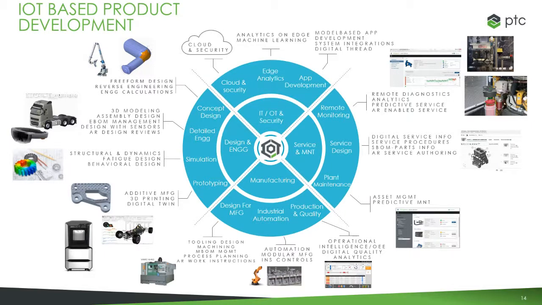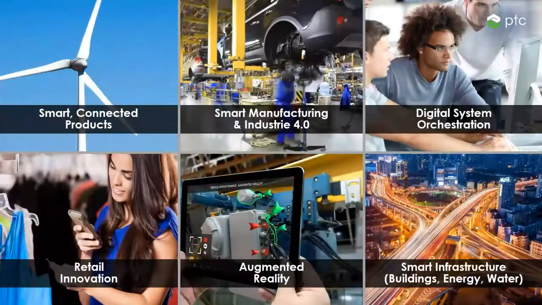And the final one is on the IT, OT, and security of your design, which is cloud based. So the security, and we do the machine learning, on how frequently it is changing or failing, so we can do the analysis there on cloud. So this is how product development is happening nowadays. With the help of this IoT and AR, now all these segments like smart connected products, smart manufacturing or industry 4.0, you can talk to multiple hardwares with digital system orchestration.